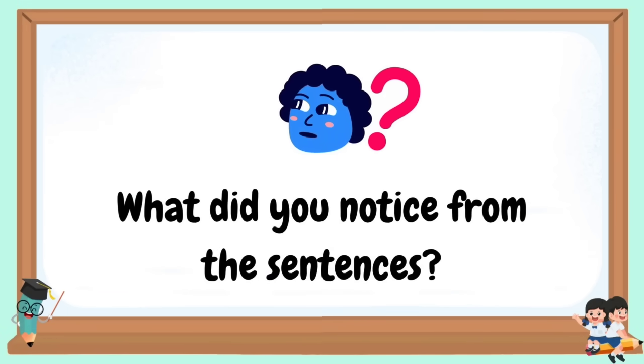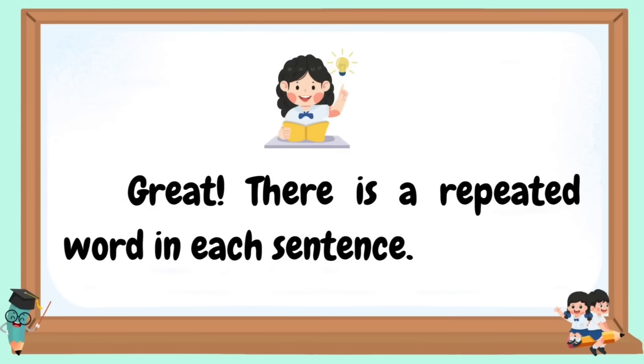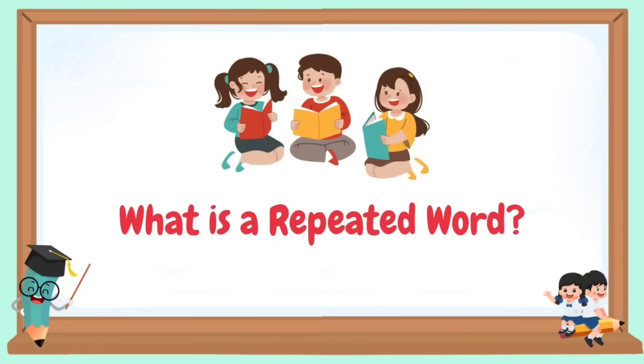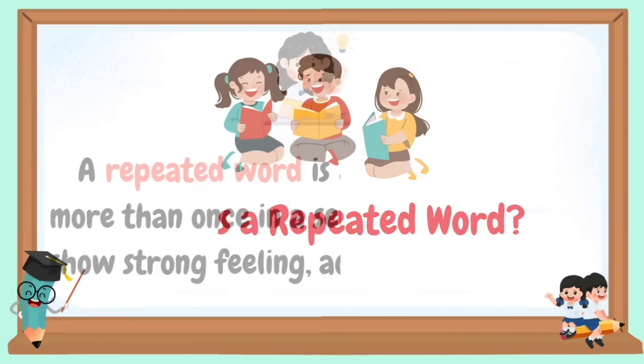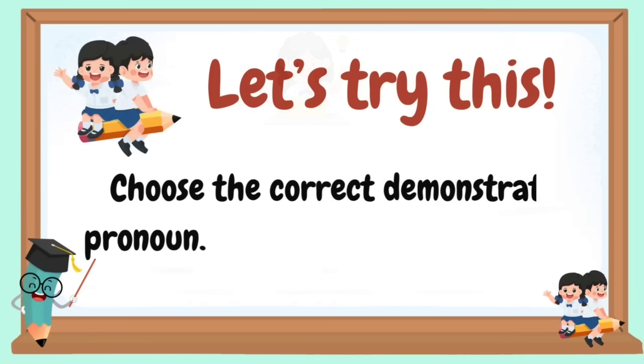What did you notice from the sentences? Great! There is a repeated word in each sentence. What is a repeated word? A repeated word is a word that is used more than once in a sentence or phrase to show strong feeling, action, or emphasis.